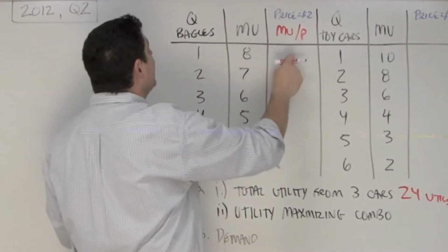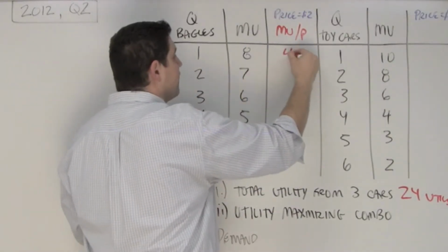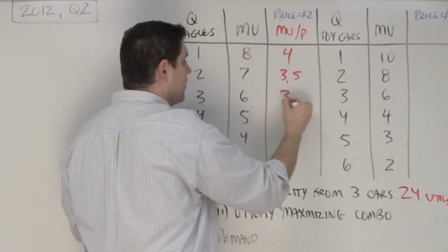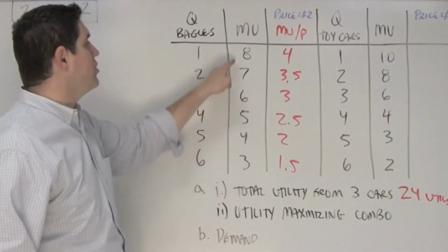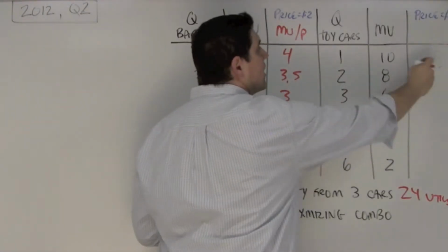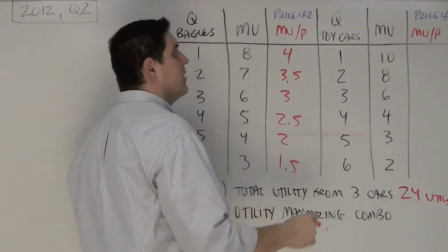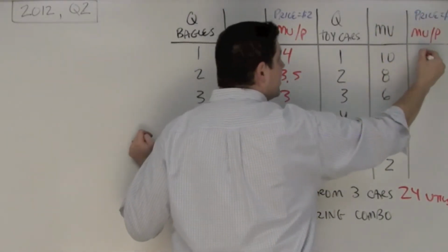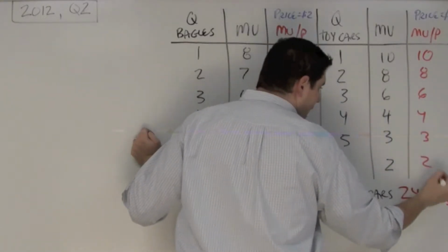And the question told you the price of bagels is $2. So the marginal utility per dollar for the first one is 4, next one 3.5, 3, 2.5, 2, and 1.5. This is the marginal utility divided by the price. Now over here, the marginal utility per dollar spent for toy cars is different because the price is $1. The marginal utility per dollar is just the same as the marginal utility, 4, 3, and 2.